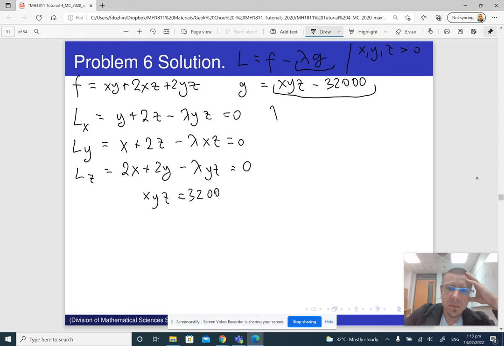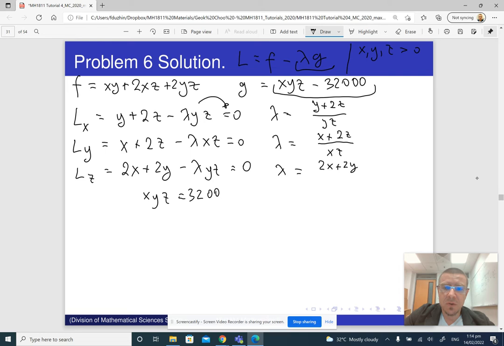So from the first equation, we can move this to the right-hand side and divide by yz, right? So from the first equation, lambda is y plus 2z divided by yz. Notice that I divided by yz without caring that y or z can be 0, because I already know that y and z are strictly positive. From the second equation, because of the same logic, lambda should be x plus 2z divided by xz. And from the third equation, lambda is 2x plus 2y divided by, sorry, xy, of course. This should be xy.